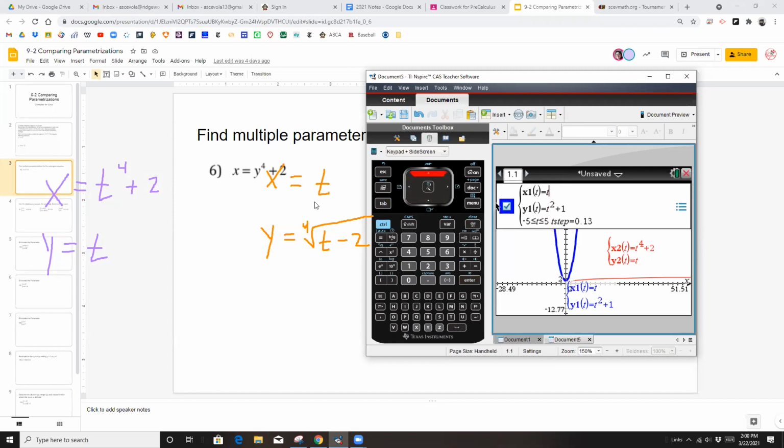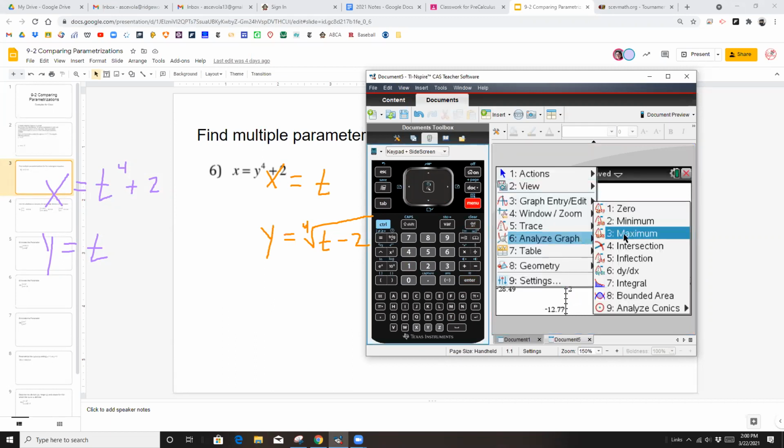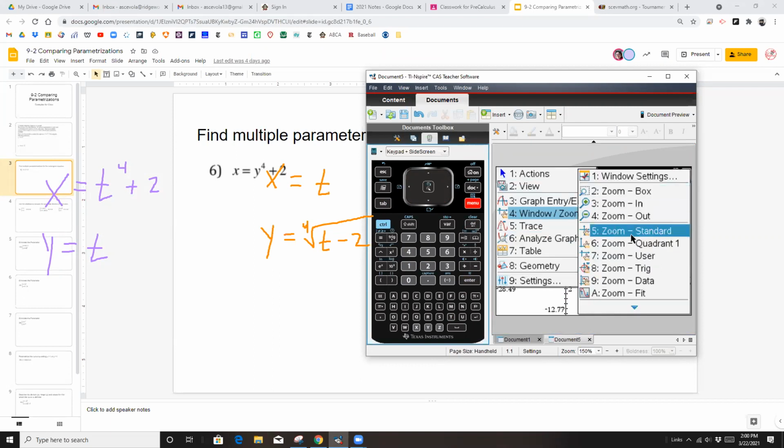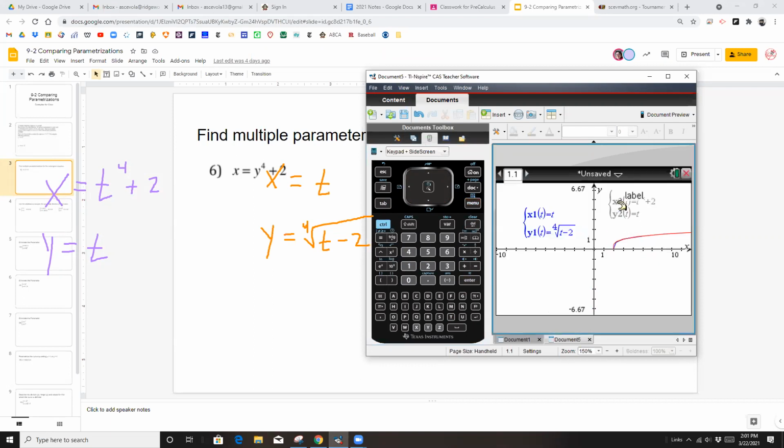If we do the other one, right, x equals t, then y is equal to the fourth root of t minus 2. And now we graph it over the same interval. So where t is from 0 to 5, right, and then we'll go back to our standard viewing window. Right, you can sort of see the blue one there.